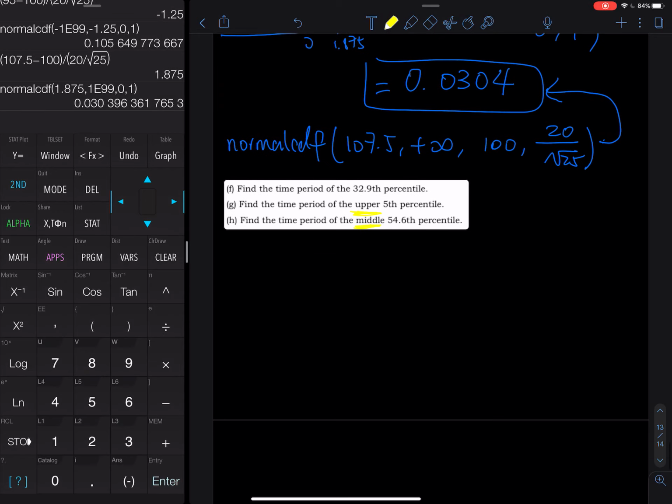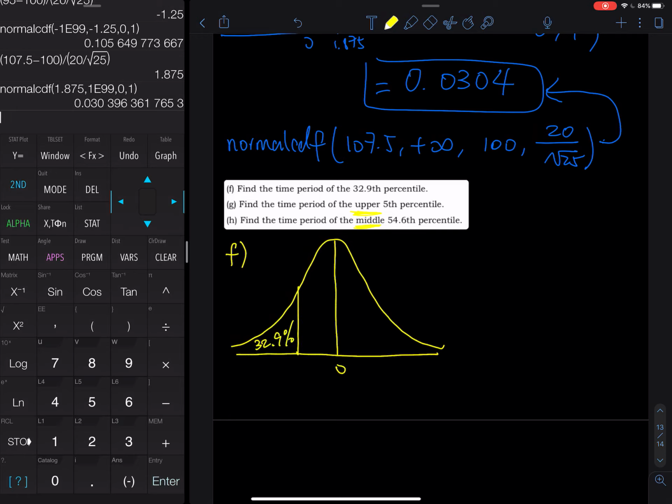So part F, you draw a graph, 0, and then you cut 32.9% on the left, and then the Z is inverse norm 0.329, 0 and 1. And then second verse, inverse norm 0.329, 0, 1.